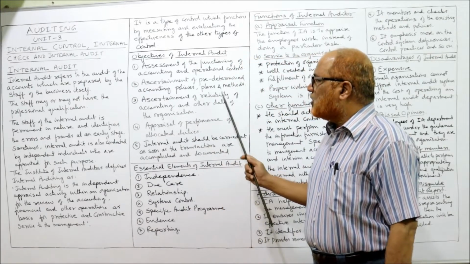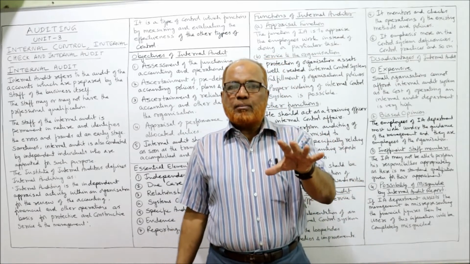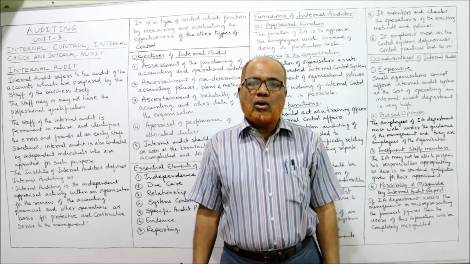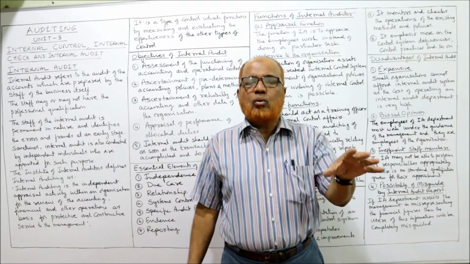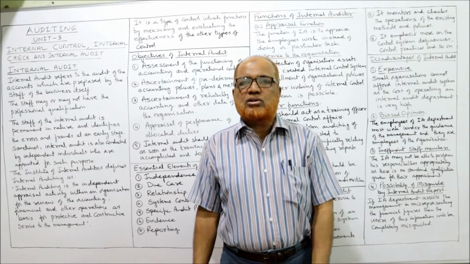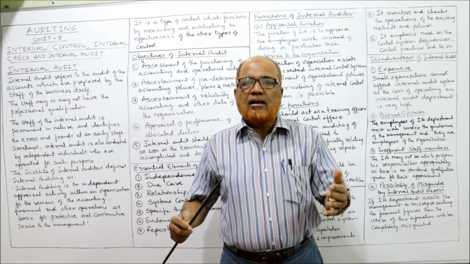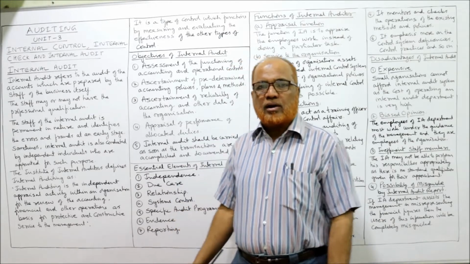Next one is ascertainment of reliability of accounting and other data of the organization. Whether the accounting information provided by the accounting department is reliable or not. Whether the accounts show a true and fair view of the transactions taking place or not. So this internal audit will evaluate and tell whether accounting information is reliable or not reliable.